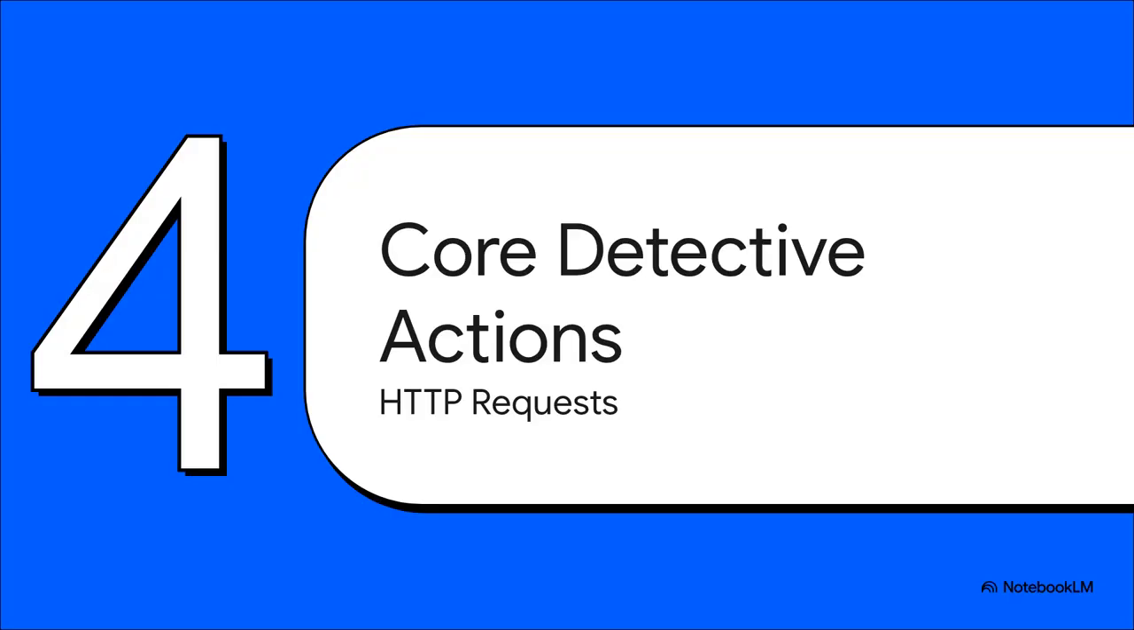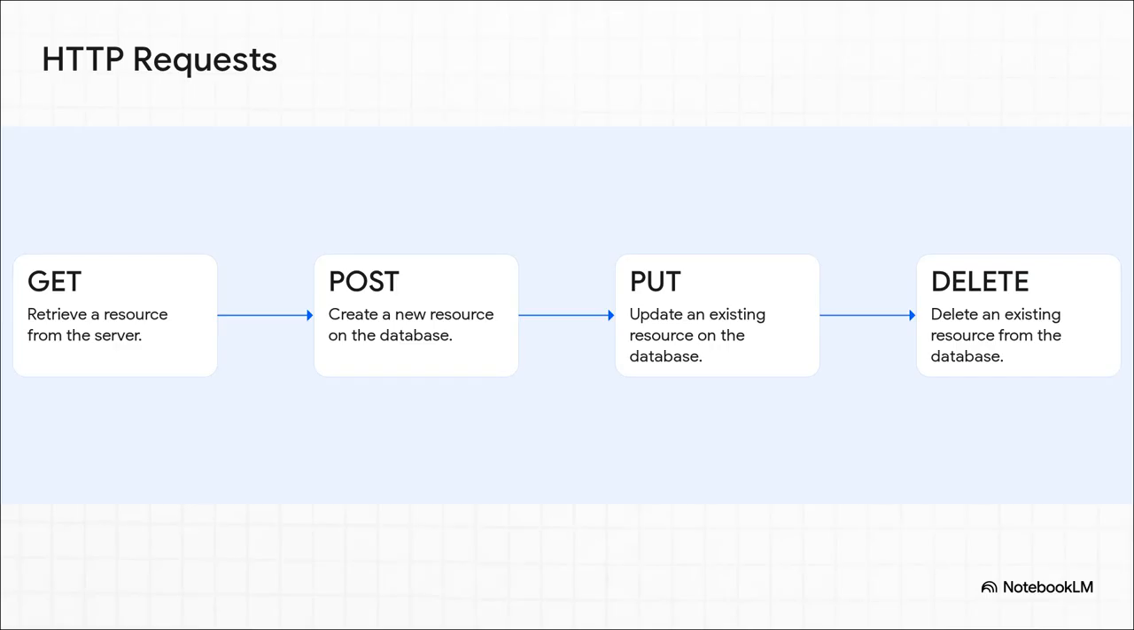Now, let's get to the action. When you're interrogating an API, a detective basically has 4 fundamental moves they can make to get the information they need. These actions are known as HTTP requests, and they are the detective's primary moves. Think of it like this. You're getting existing evidence, you're posting a new lead into the system, you're putting an update on a case file, and you're deleting a false trail.